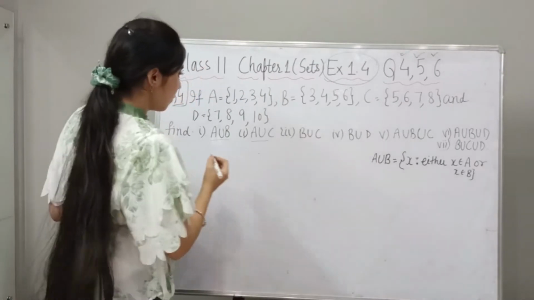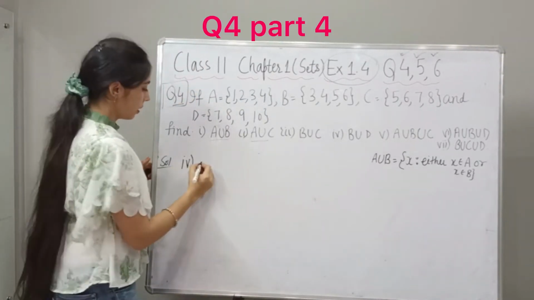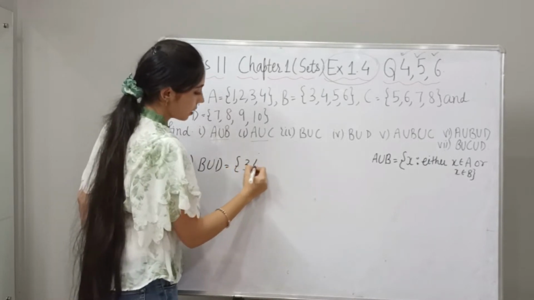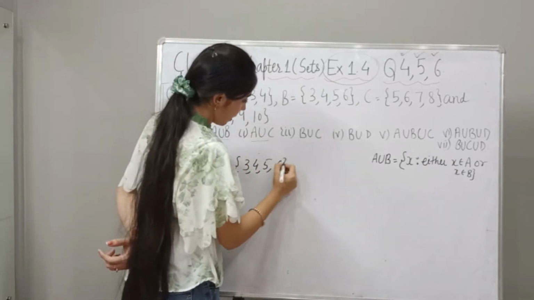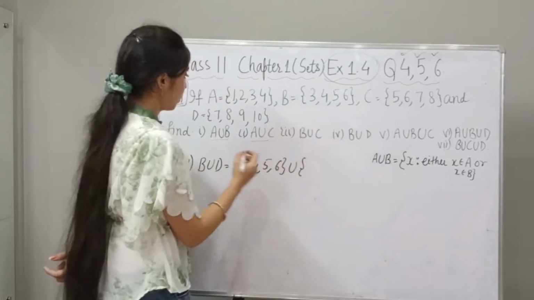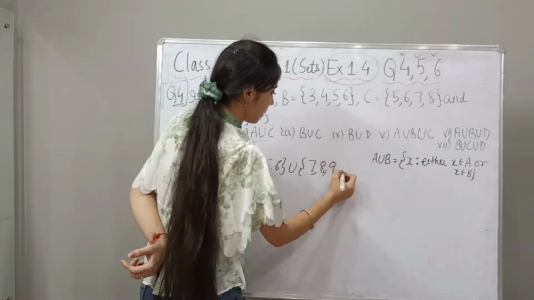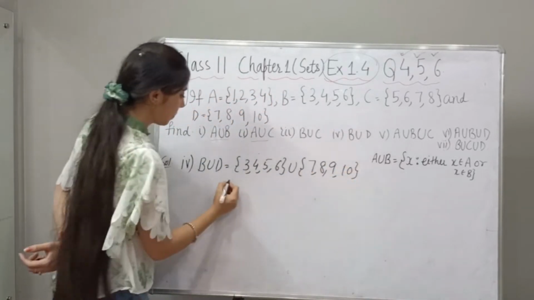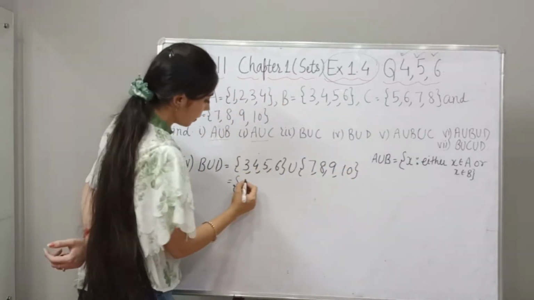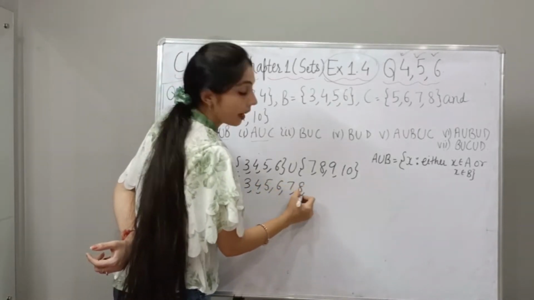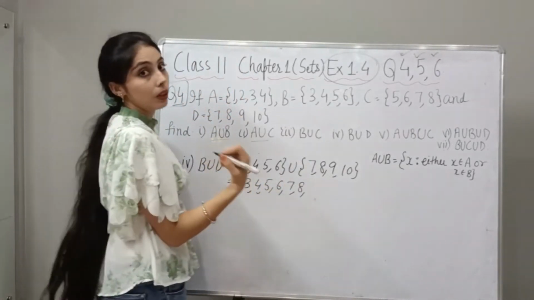Let's discuss the fourth part, which is B union D. What is B? B is {3, 4, 5, 6} and we have to find the union of this with this set {7, 8, 9, 10}. So which type of elements will this contain? This will contain 3, 4, 5, 6, all the elements of B, and all the elements of D.